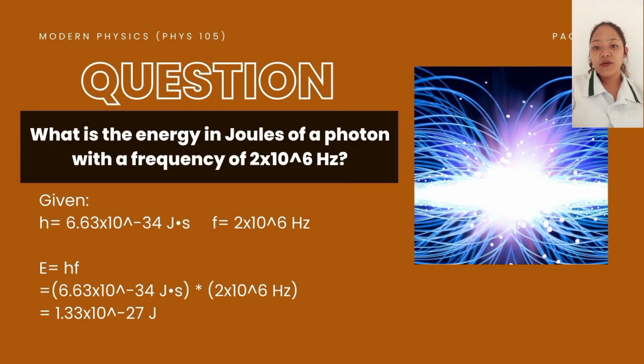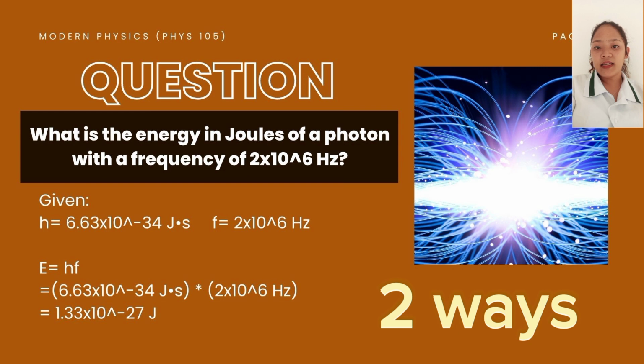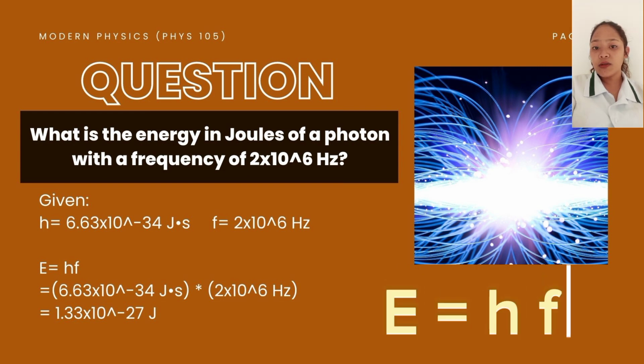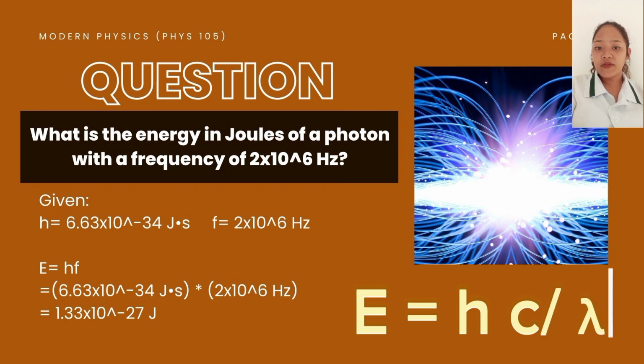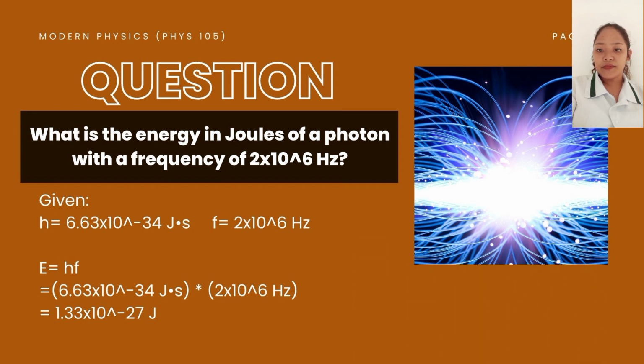So now, let's compute the equation I presented a while ago. The energy of a photon can be calculated in two ways. As I stated, if the photon's frequency is known, we can use the formula: energy of photon is equal to Planck's constant times frequency. On the other hand, if the photon's wavelength is known, the photon's energy can be calculated using the formula: energy of photon is equal to Planck's constant times the speed of light divided by wavelength, or lambda.